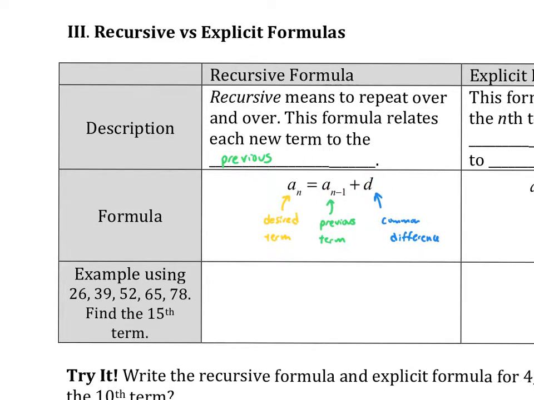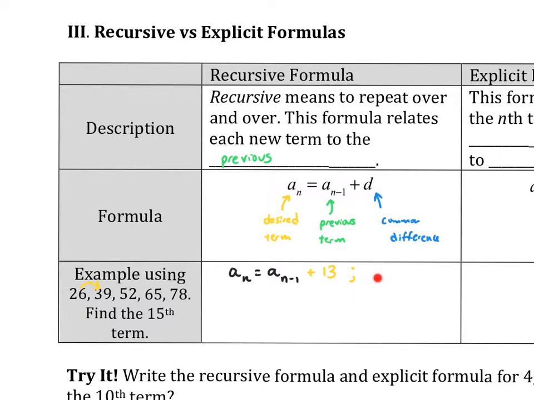Let's walk through this example here. So 26, 39, 52, 65, and 78, we want to find the 15th term. So recursively, this is what I do. Let's start with just finding the formula. So a sub n equals a sub n minus 1. And we already know what d is, right? Because we already calculated it, 13. So here I say plus 13. Now, this doesn't help. Why? Because before I can find the 30th term, I have to find the 29th term. But before I can find the 29th term, I have to find the 28th term, etc.